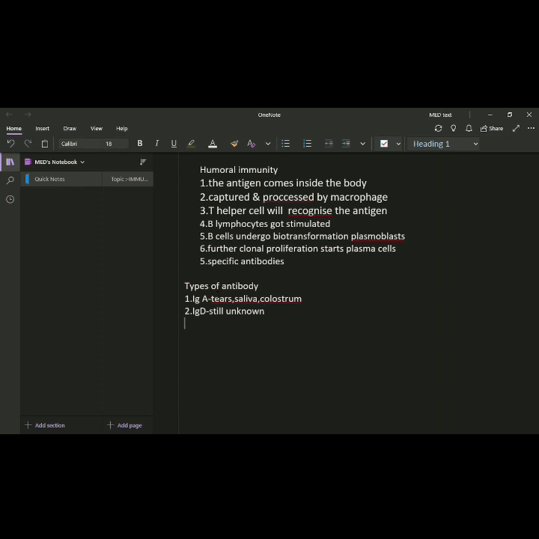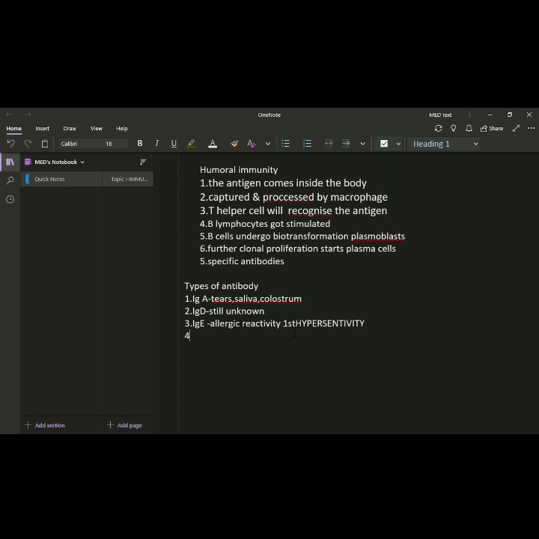Alright, the third one is IgE. IgE is only present in mammals, and it mediates allergic responses in allergic reactions. I'll tell you about the hypersensitivity reactions a little later. So this IgE mediates type 1 hypersensitivity reactions. It is very important to note. Hypersensitivity.